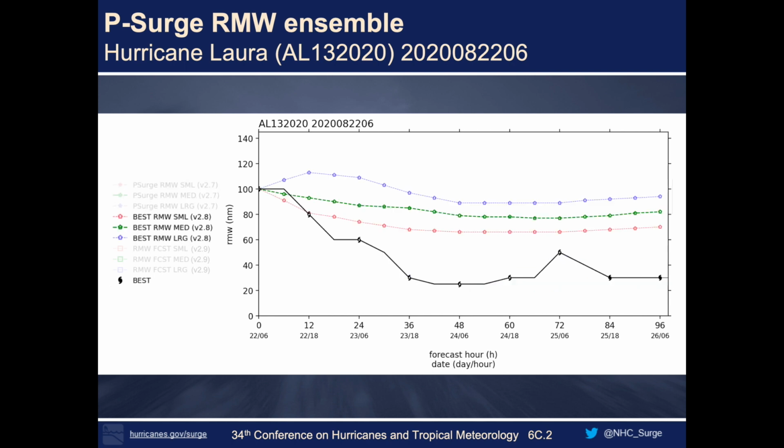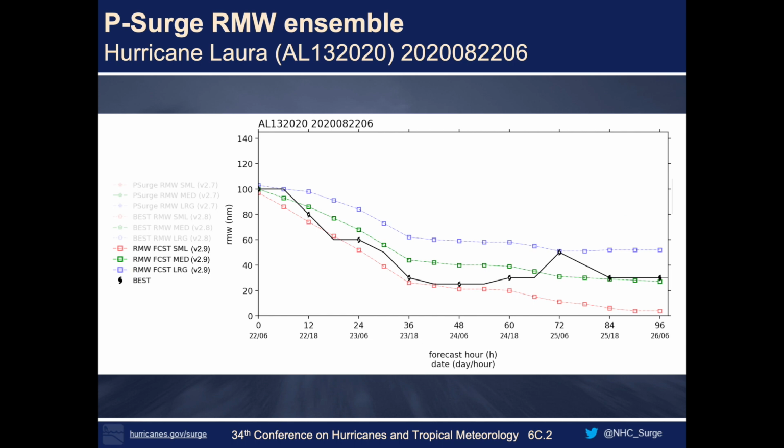We also were running version 2.8 in parallel last season. You can see that it started off with the correct RMW value, but the small, medium, and large size storms stayed too large throughout the entire forecast period. Laura was intensifying at this time, and the RMWs were decreasing. So it was evolving quickly.